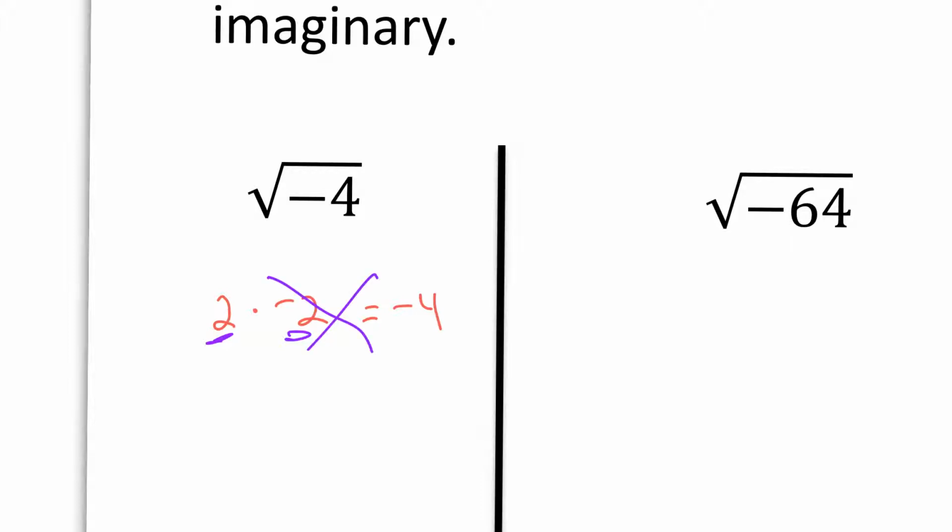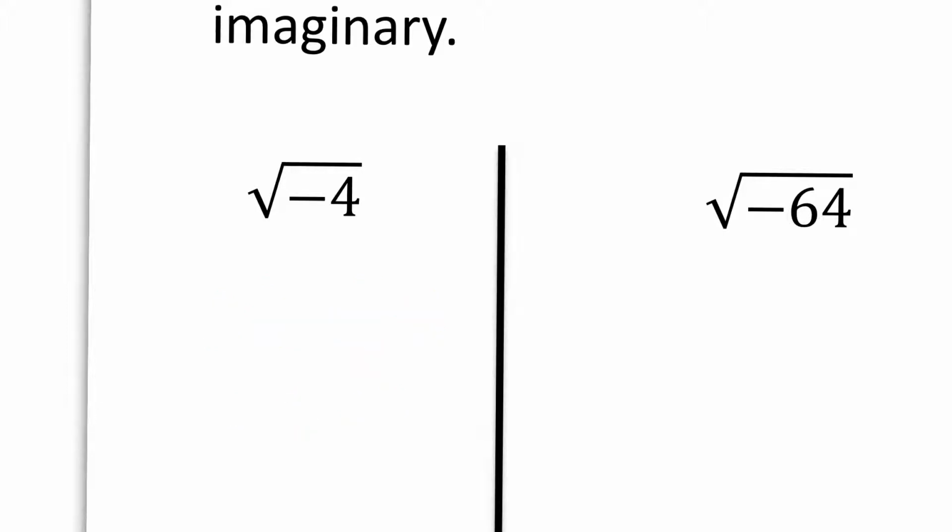So this doesn't work. Well, maybe you're thinking, what about negative 2 times negative 2? Well, yeah, those two numbers are the same. But when you multiply a negative times a negative, it's a positive 4. So notice that the first one doesn't work because they're not the same number. And this one doesn't work because we get a positive, not a negative 4. So what do we do in these cases?